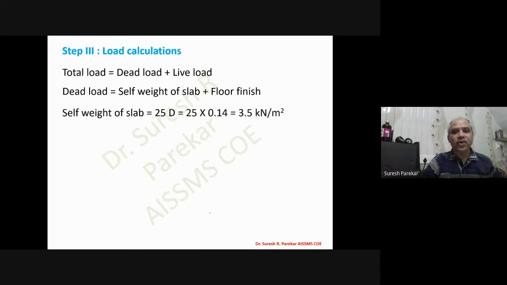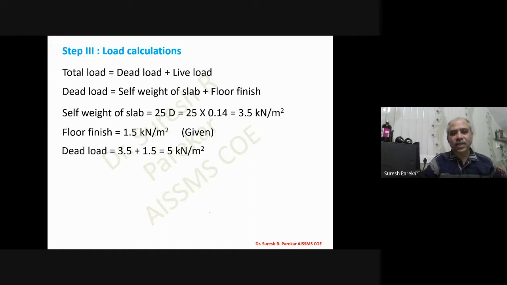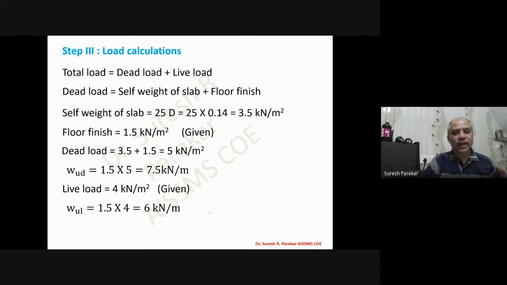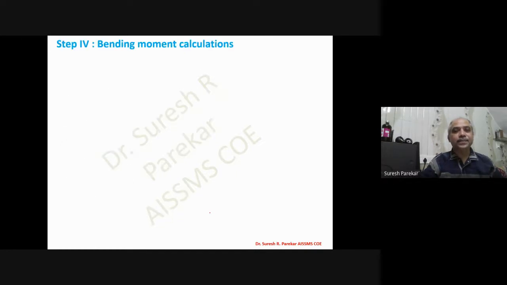Now we will switch over to load calculations. This we know. So total load is dead load plus live load, dead load being self weight of slab plus floor finish, and that will give us a value of 5 kilonewton per meter square. And factored dead load we have 7.5 kilonewton per meter. Similarly, live load is 4, and factored live load becomes 6 kilonewton per meter, and then factored load we will get 13.5 kilonewton per meter, as we are using unit width over here.